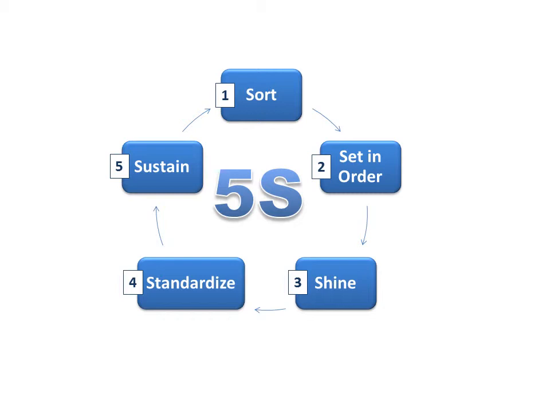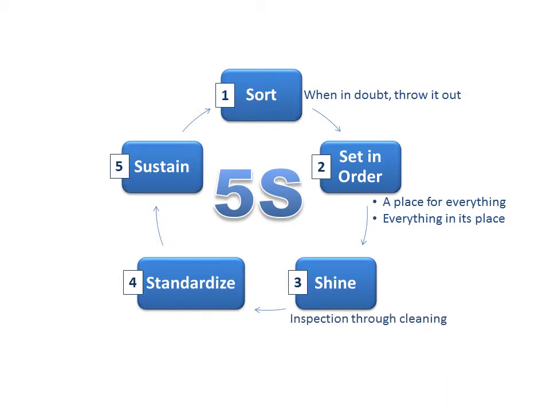When we think about 5S, it helps to think about the purpose of each S. Let's start with sort. Sort, when in doubt, throw it out. Set in order, a place for everything and everything in its place. Shine is inspection through cleaning, and standardize means standard work. Sustain is continuous improvement. We are never finished with 5S. We are constantly seeking to improve our work areas and how we get things done.